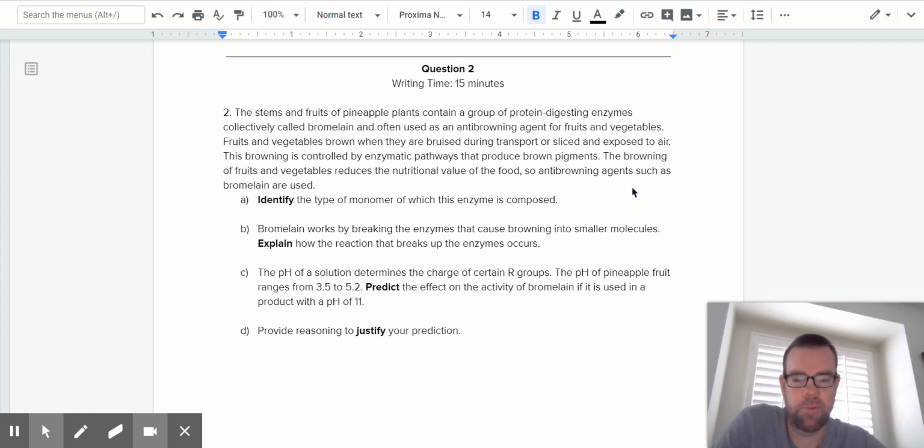Okay, part C, the pH of a solution determines the charge of certain R groups. The pH of pineapple fruit ranges from 3.5 to 5.2. Predict the effect on the activity of bromelain if it's used in a product with a pH of 11. So in other words, you need to give us a prediction. What will happen if you change the pH from 3.5 to 5.2 to 11? And finally, provide reasoning to justify your prediction. So what is the scientific concept that underlies your answer to part C? This is a 4-point question all told.